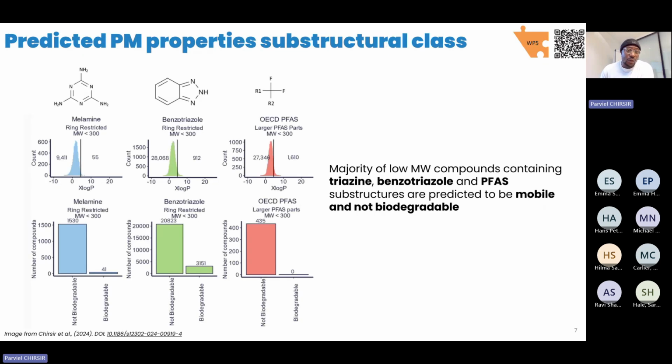But in this paper, we used cheminformatic tools to try to predict the persistence and mobility properties of small molecular weight compounds from these 3 substructural groups, so triazines, benzotriazoles, and PFAS. And the prediction results show that substructural groups containing melamine, benzotriazoles, and OECD PFAS are predicted to be mobile and non-biodegradable. So a majority of them were mobile and non-biodegradable, showing that these substructures could be persistent in transformation products.